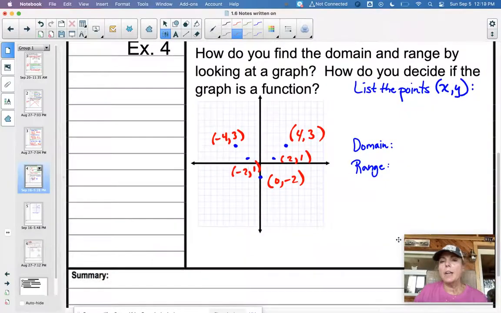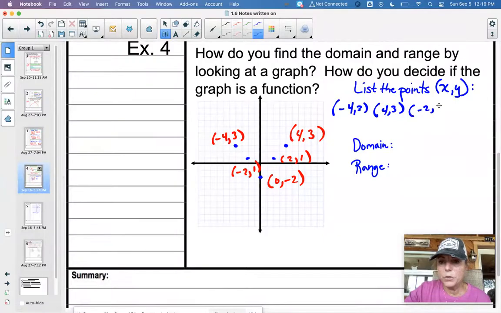Example 4. How do you find the domain and range by looking at a graph? And how do you decide if the graph is a function? Well, what I did ahead of time is I labeled each of the points. On your notes, you have the points, but not the ordered pairs. So I would take the time right now to stop the video and record the ordered pairs, because what we're going to do over here is list them. So -4, 3, 4, 3, -2, 1, 2, 1, and 0, -2.